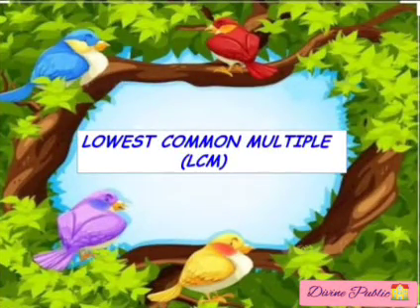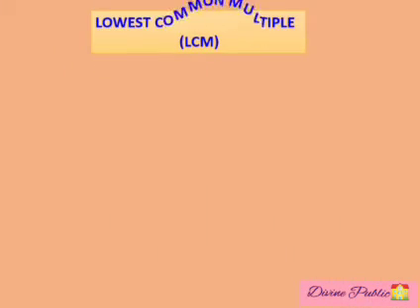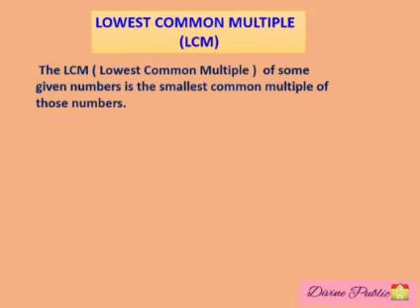Lowest common multiple means LCM. The lowest common multiple of some given numbers is the smallest common multiple of those numbers. For example, let us find the LCM of 8 and 12.